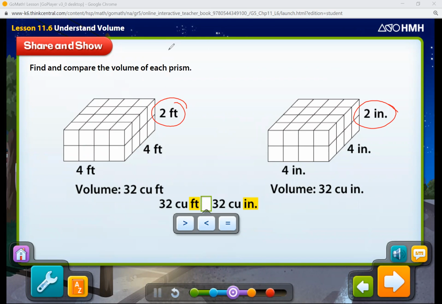32 feet is not equal to 32 inches. 32 is equal to 32, yes. But feet to inches, nope. It's going to be greater than. That's right. 32 cubic feet is greater than 32 cubic inches.